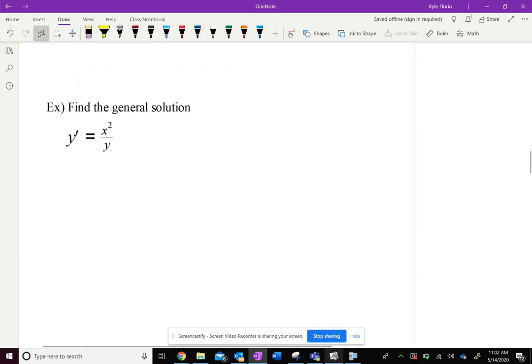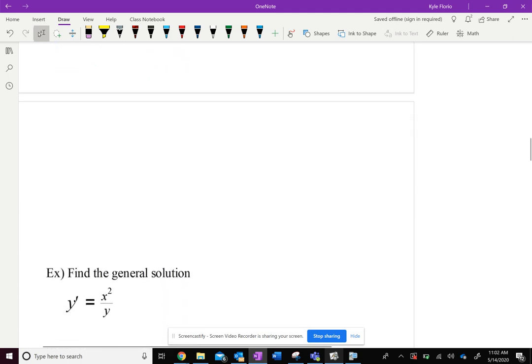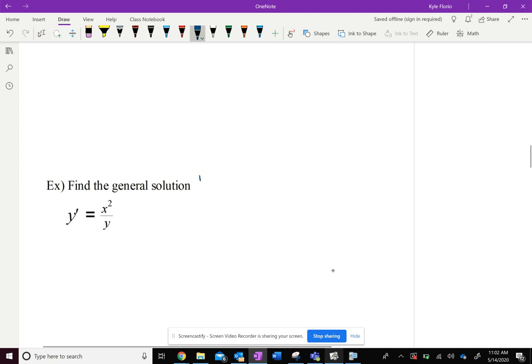In the next example, we're looking for the general solution, a solution that works in all cases. So we're not going to actually find a c value. So think to yourself, wow, we're going to have a plus c somewhere, or some constant somewhere.